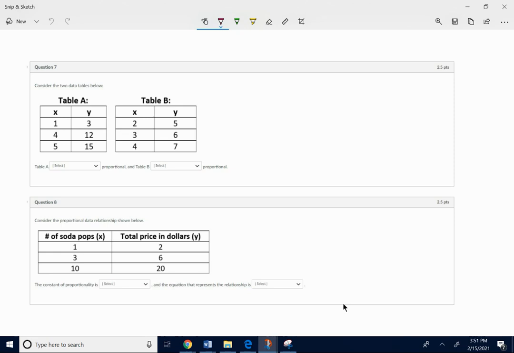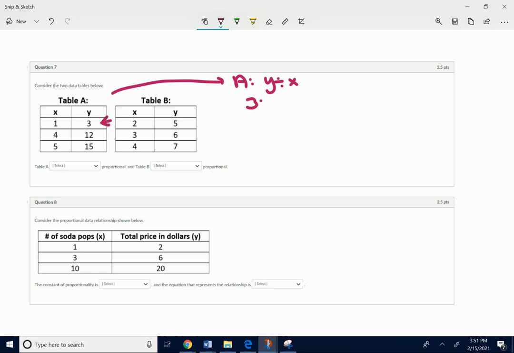Consider the data tables. It doesn't show you everything here, but I just want to know, are these proportional? Okay, table A. The only thing we care about for something to be proportional is that y divided by x is always equal to the same number. So look at that first point.